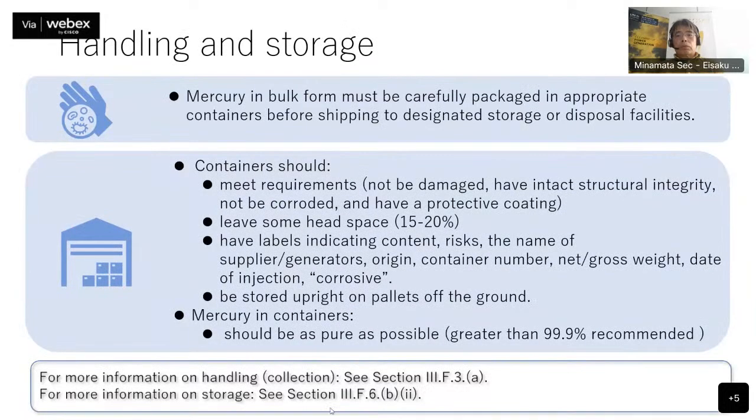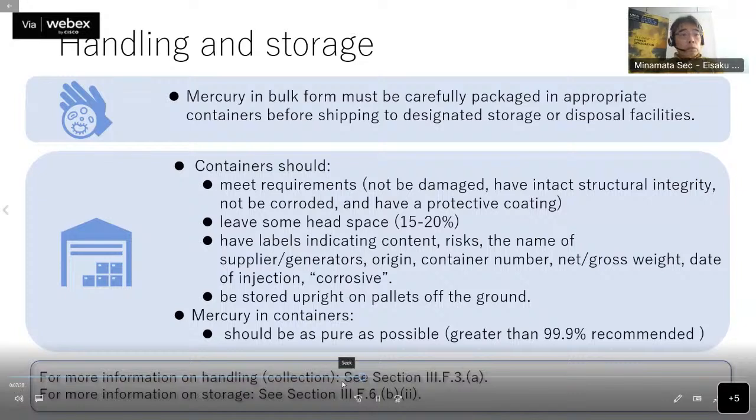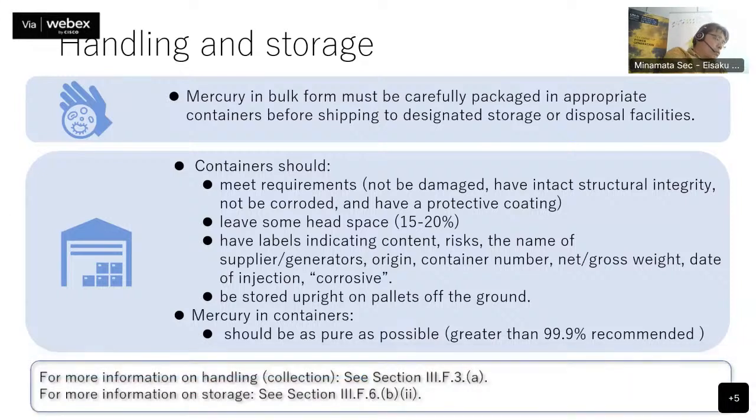Mercury in bulk form must be carefully packaged in appropriate containers before shipping to designated storage or disposal facilities. Containers should meet specific requirements, leave some headspace, have labels indicating content risks and so on, and be stored upright on the pallets off the ground. And mercury in containers should be as pure as possible.